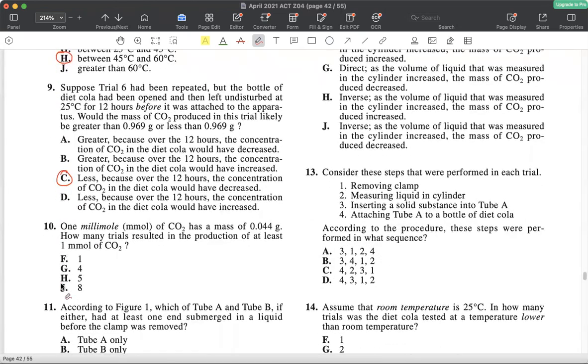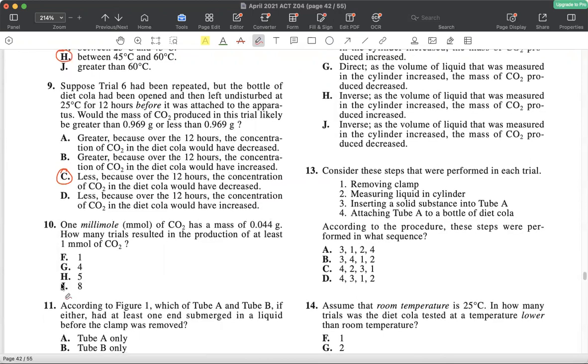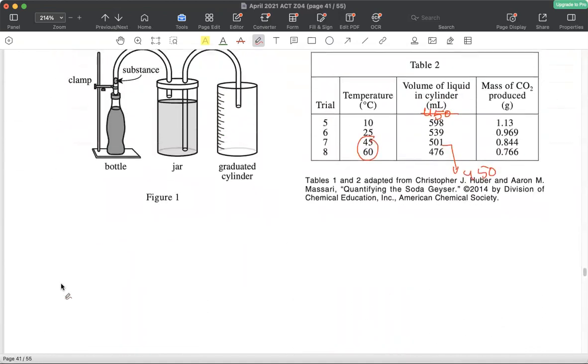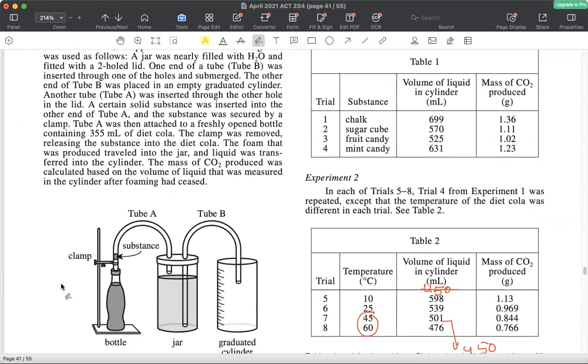1 millimole of CO2 has a mass of 0.044 grams. How many trials resulted in the production of at least 1 millimole of CO2? So the mass of CO2 should be at least 0.044 grams. Okay. So how many trials?